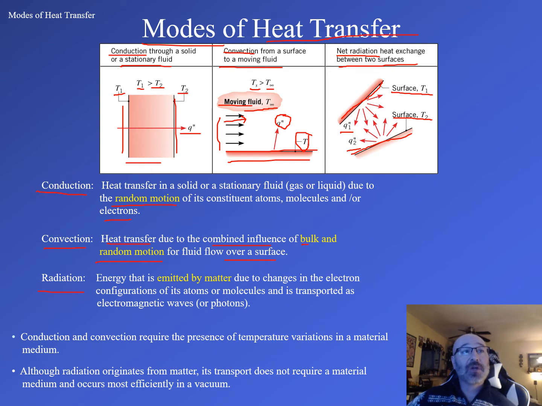And then lastly, we'll take a look at radiation. Radiation is energy that is emitted by matter due to changes in the electron configurations of its atoms or molecules and is transported as electromagnetic waves or photons. A little bit more on the differences between these: conduction and convection require the presence of temperature variations in a material medium. When we're talking about radiation, although radiation originates from matter, its transport does not necessarily require a material medium and can occur most effectively in a vacuum.